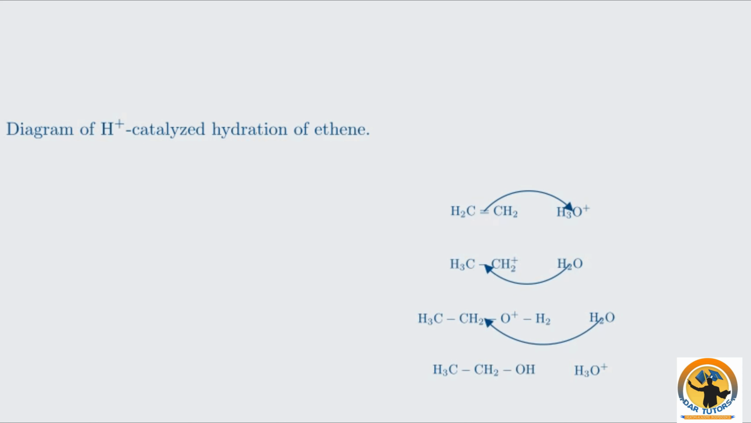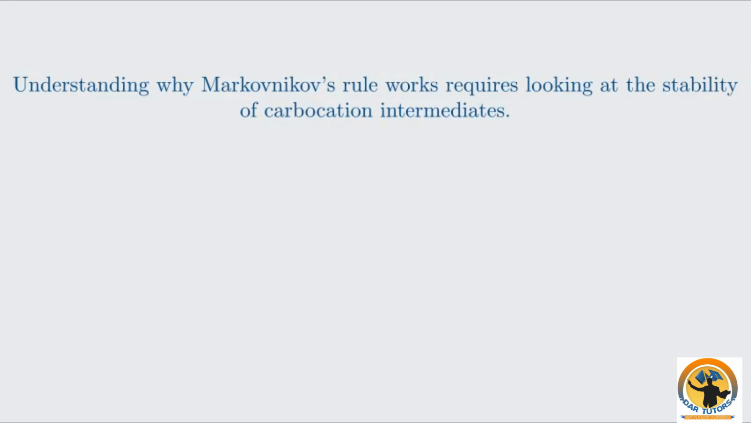This reaction also follows Markovnikov's rule for unsymmetrical alkenes, resulting in the formation of the more substituted alcohol. Let's look at why Markovnikov's rule works. The answer is rooted in the stability of carbocation intermediates. To understand this, we need to consider the stability of carbocation intermediates.